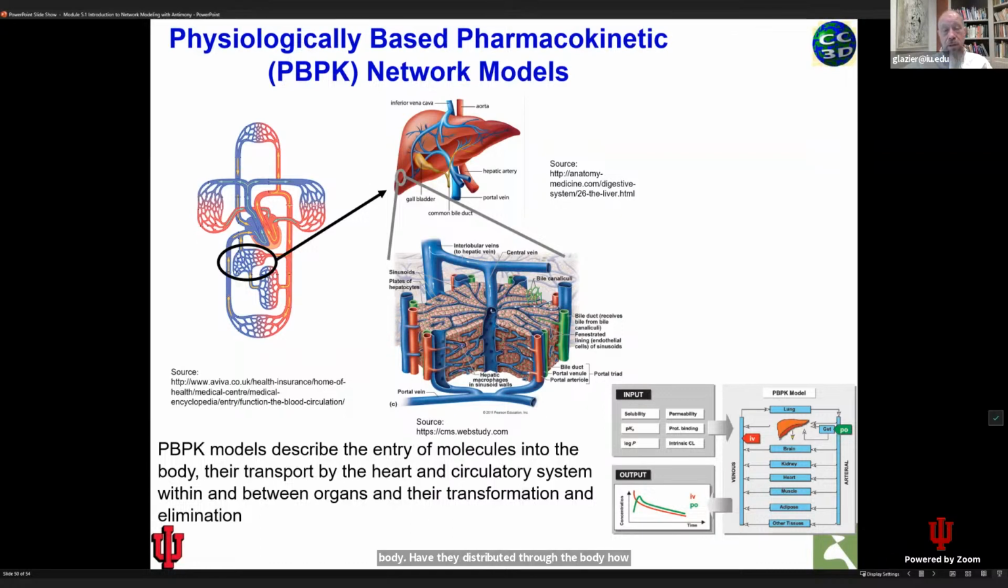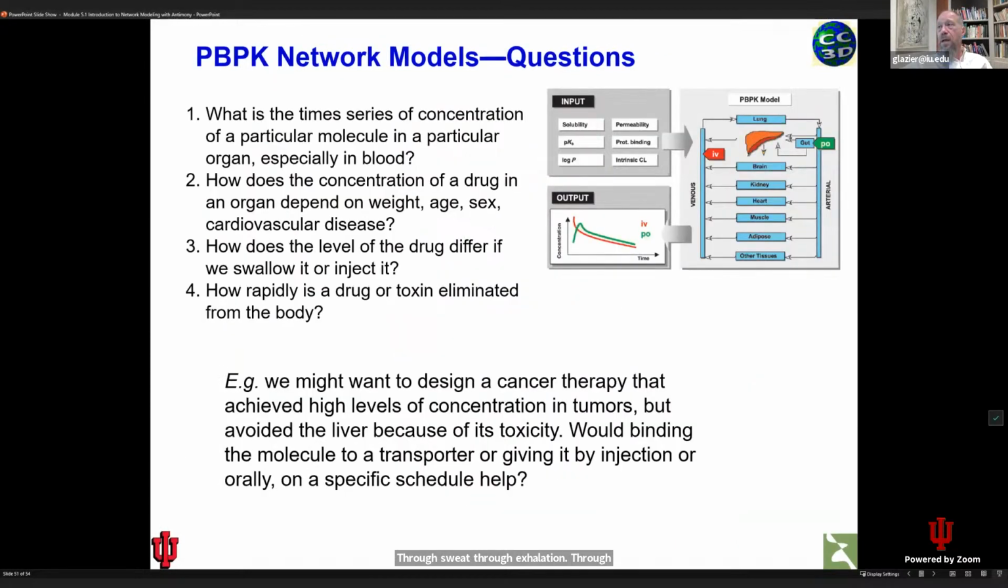And primarily that's through blood. Some of that's in the urine, the feces, through sweat, through exhalation, through lymph. And they're pretty standardized. We ask, what's the time series concentration of a particular molecule in a particular organ? How does the concentration depend on age, sex, weight, whether you have heart disease? What's the difference between an injectable drug or an orally delivered drug? How long does the drug stay in the body? Does it have any toxic metabolites?